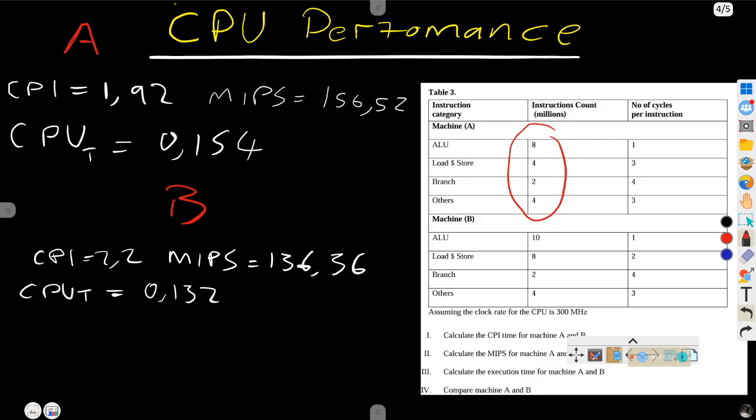So that's how we calculate and compare the CPU performance. Now the main thing of studying CPU performance again, guys, is to compare A and B, or different programs, machines, whatever it is that you want to check their performance.